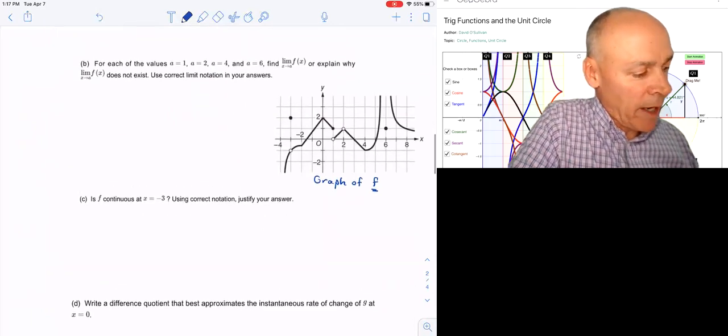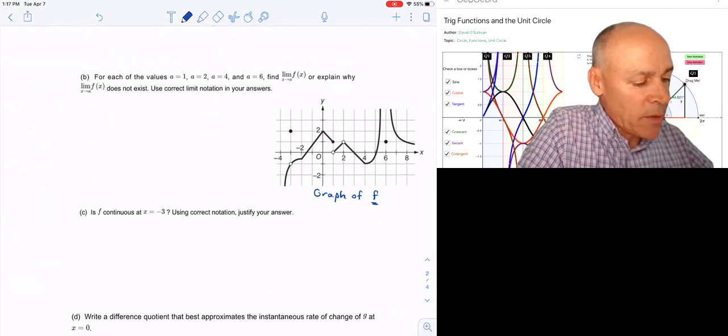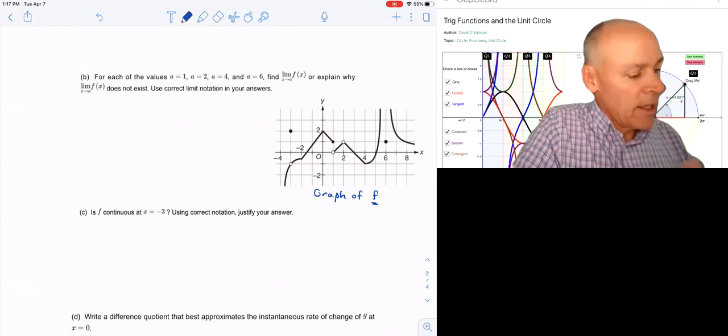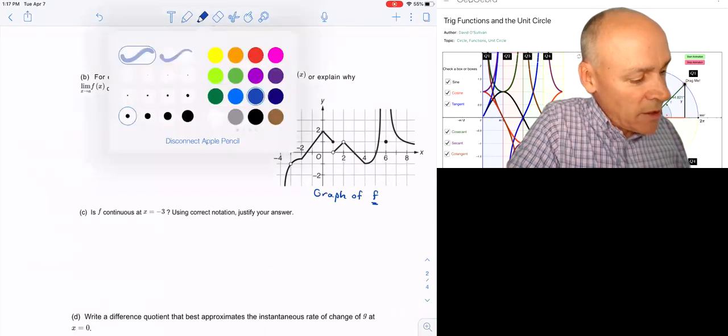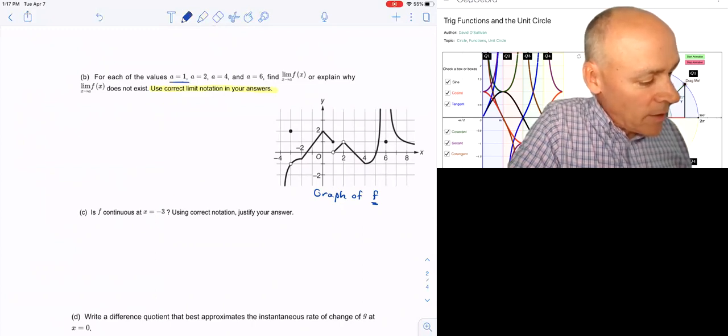Part B, evaluating the limit given a graph. It says for each of the values a equals 1, 2, 4, and 6, find the limit of f of x as x approaches a, or explain why the limit of f of x as x approaches a does not exist. Use correct limit notation in your answers. Well, let's take the first one. I'm going to rewrite that using a equals 1. I'm going to have the limit of f of x as x approaches 1.